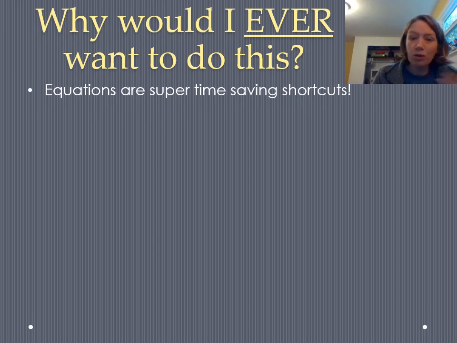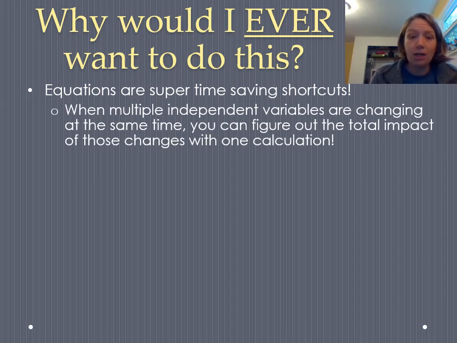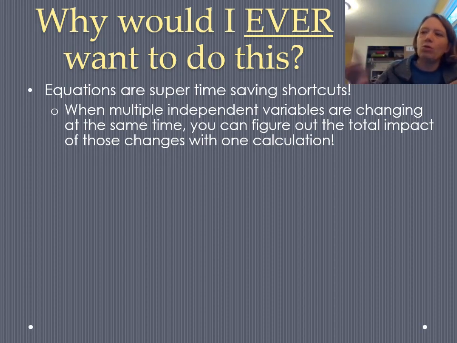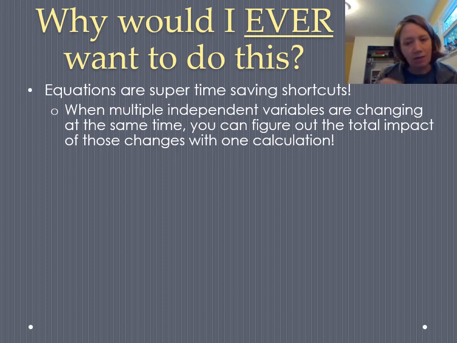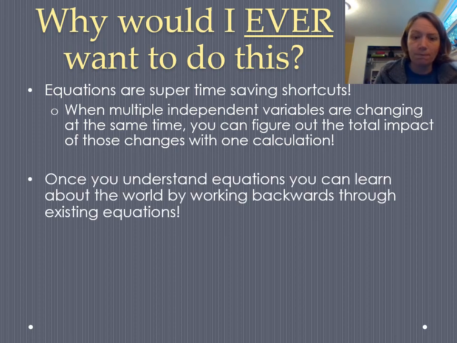Well, equations are really shortcuts in the world. They let you do things much, much faster. They save us a ton of time, and hopefully in your life you would like to save time. Because when you have lots of variables changing at the same time, it takes a long time to figure out how each one affects the dependent variable. It would take you a long time to do that math. But if you can just have an equation where you can stuff them all in at once, it lets you figure out the total impact of these changes with a single calculation instead of having to calculate each change and how it affects the thing that you're curious about.